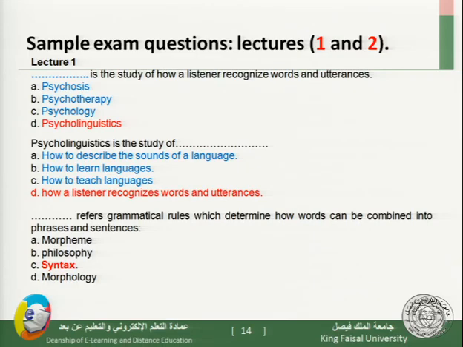Now, the same question can come the other way around. In the first case, I have given the explanation, and I expect you to recognize which is the right term matching with this explanation. The same question can come the other way around, where we have the term, and you need to supply or choose the correct explanation. Psycholinguistics is the study of, and then you have the explanation. Number 3 refers to grammatical rules which determine how words can be combined into phrases and sentences, and I have 4 choices: morpheme, philosophy, syntax or morphology. So syntax refers to the grammatical rules which determine how words can be combined into phrases and sentences.